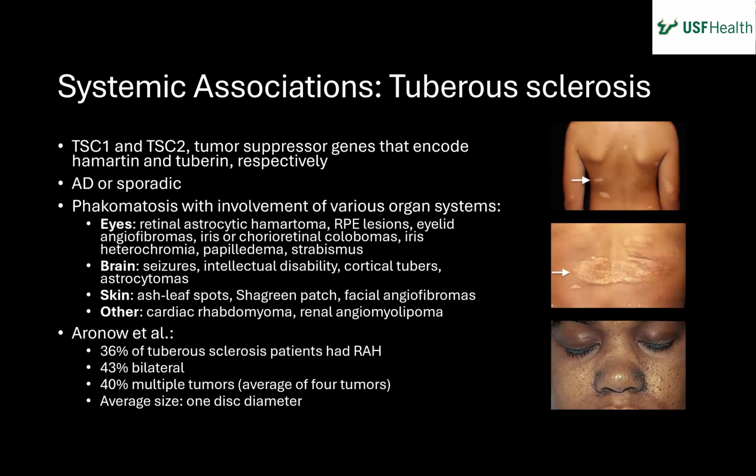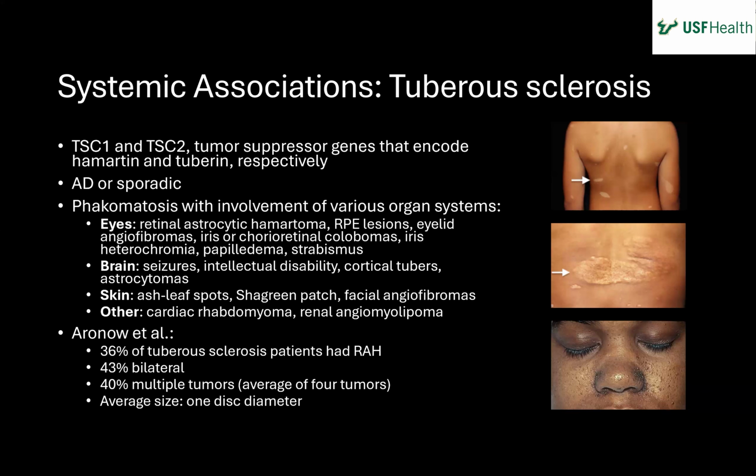So you guys probably already remember this, but it's related to the TSC1 and TSC2 tumor suppressor genes that encode hamartin and tuberin. It works on the mTOR pathway. Autosomal dominant or sporadic, with variable expressivity. So many different systemic findings; for the eyes, mainly the retinal astrocytic hamartoma. For the brain, you always have seizures, intellectual disability. The skin, I feel like they'll show these all the time.